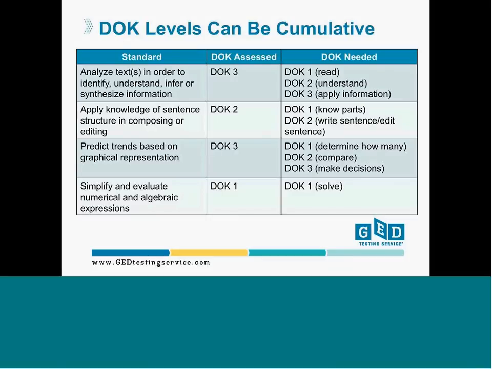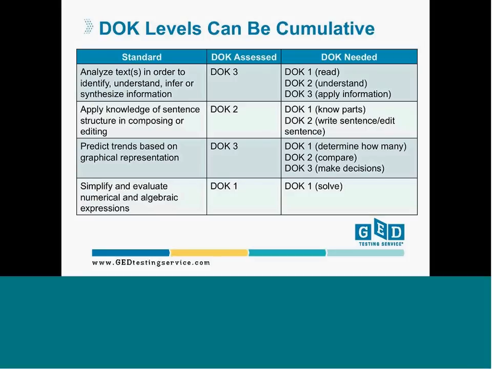If we think about this in terms of your own life, rarely are things just done in isolation. We usually have a number of embedded skills that we use. So we take a look at that very first standard. Analyze text in order to identify, understand, infer, or synthesize information. That would really be at a level 3. In order to perform that level, there are other things you're going to need to be able to do. That's what Bonnie and I have finally called the embedded skills that are required in order to be able to do this.